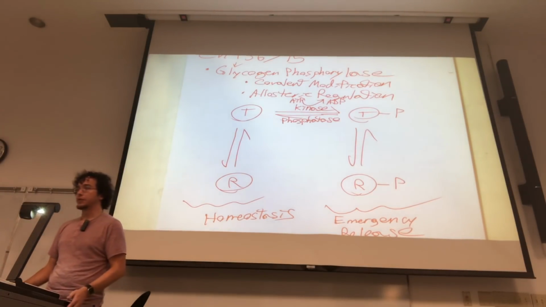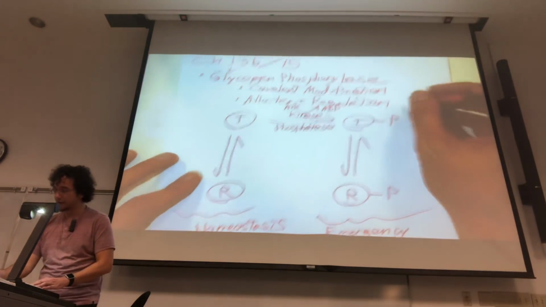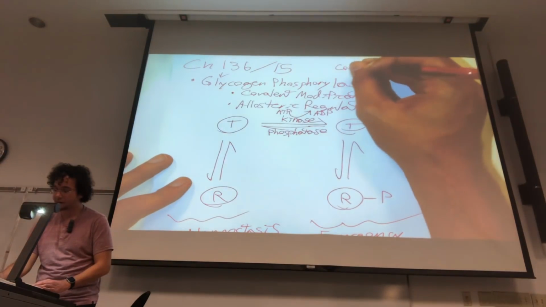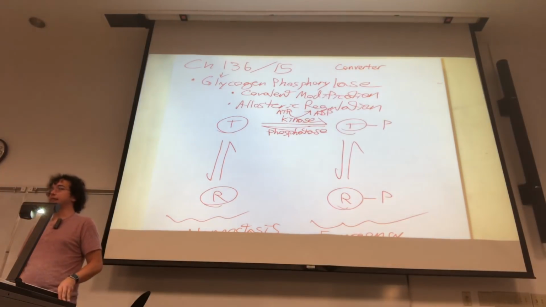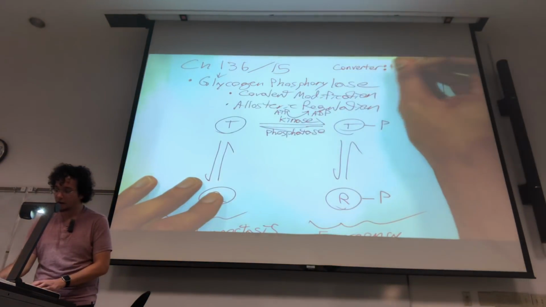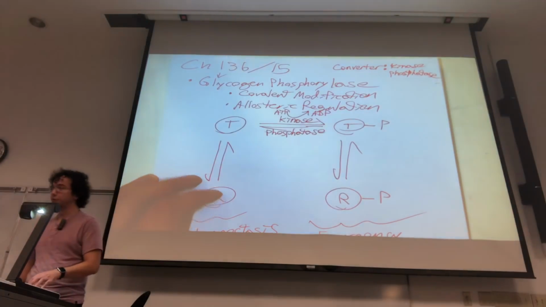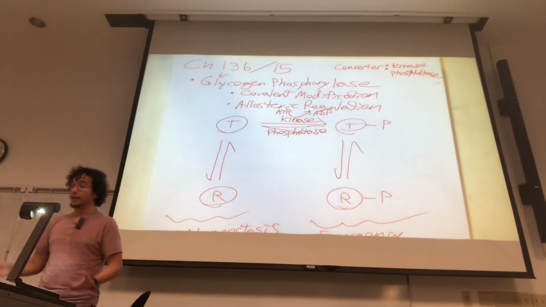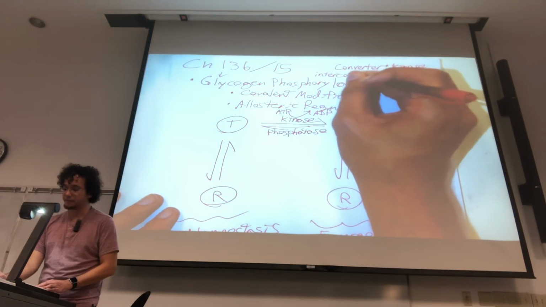A couple other vocabulary terms to associate with covalent modification, and that is the phrase converter enzyme, which I guess I'll have to write up here. Converter enzyme. Your converter enzymes are the ones that are doing the modification. So your converter enzymes in this example here are your kinase and your phosphatase. They are the ones doing the modifications. The other vocab term to watch out for is the phrase interconvertible enzyme.